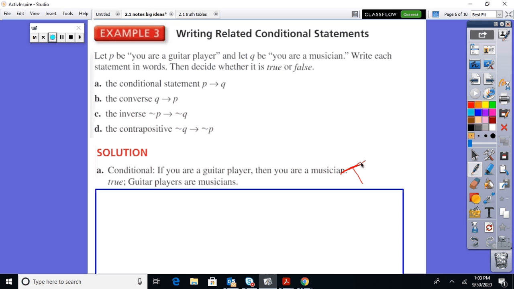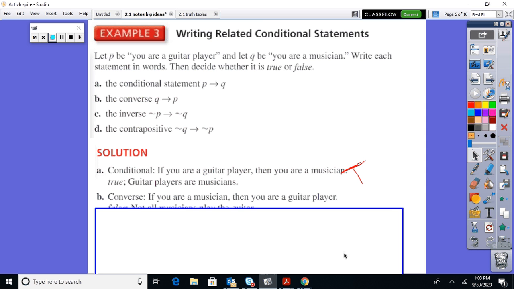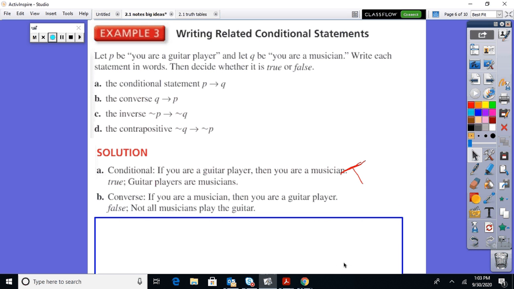All right? So the converse is then, we're going to flip it. And we're going to say, if you are a musician, then you are a guitar player. And of course, that is false. You could be a musician by playing other things.